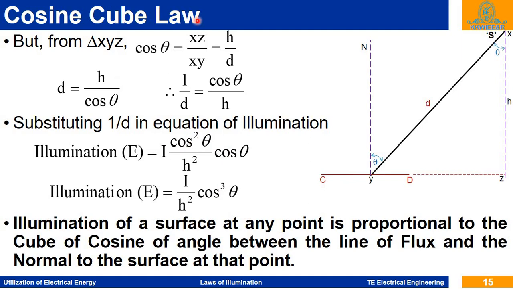So this cosine cube law says the illumination of a surface at any point is proportional to the cube of cosine of angle between the line of flux from this point source or from this light source on this surface, and the normal to the surface at that point. And the normal to this plane means perpendicular at that point on this plane CD. So this is the cosine cube law.